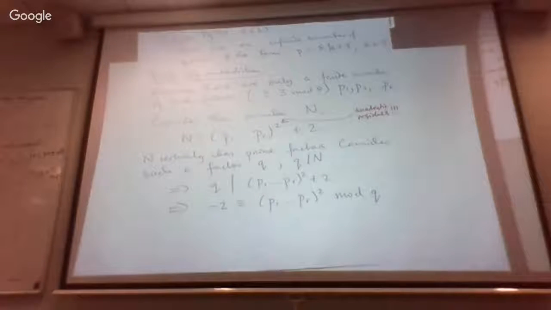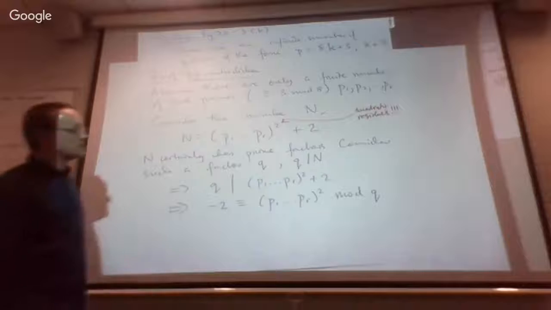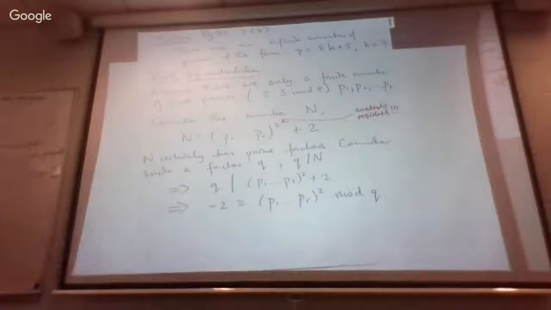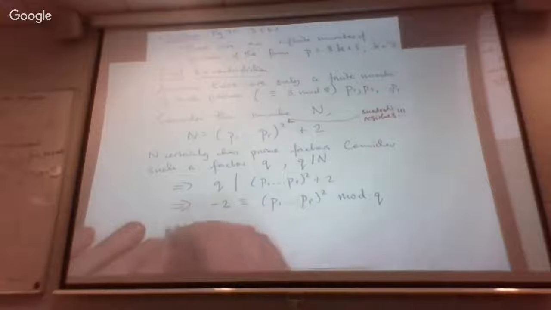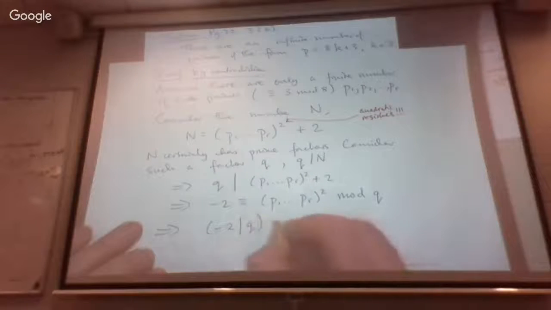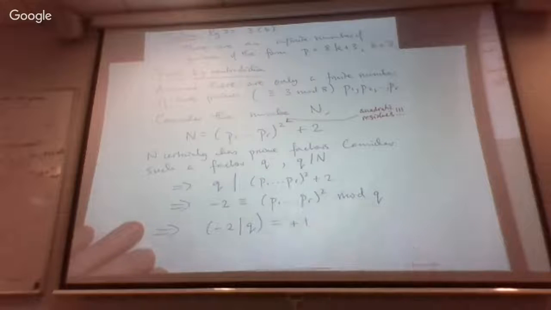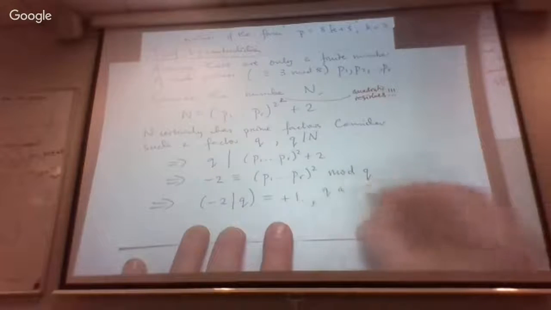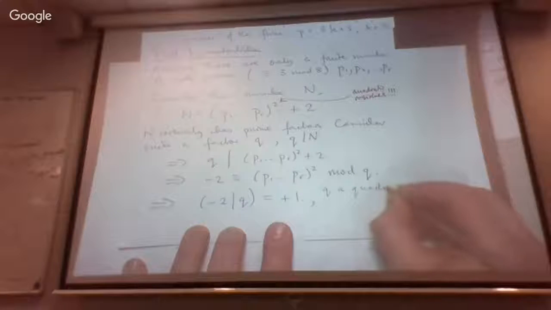So in other words, that's saying that minus 2 is the square of something modulo q. So minus 2 is a quadratic residue modulo q. So that implies that the Legendre symbol is plus 1. Q is a quadratic residue.